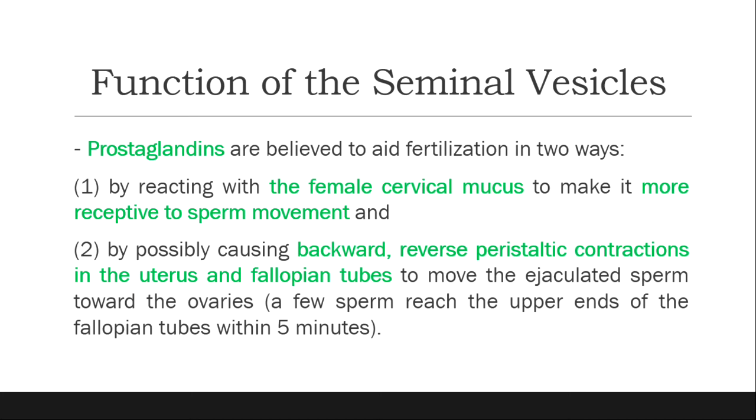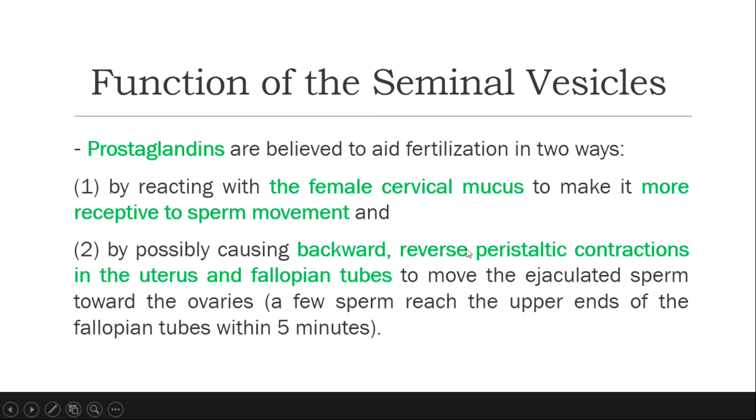Okay? And then also, yung prostaglandin na to, it causes backward reverse peristaltic contractions in the uterus and fallopian tubes. So, ibig sabihin, yung prostaglandin na sinesecrete ng seminal vesicle, it causes contractions, di ba? So, para siyang dinedeliver niya yung sperm toward the fallopian tube or near the ovum. So, parang it aids dun sa transport ng sperm natin papuntang ovum. Okay? Kasi nga sinasabi niya, backward reverse peristaltic. Ibig sabihin, papunta dun sa ovum. Okay? Para i-aid yung fertilization.